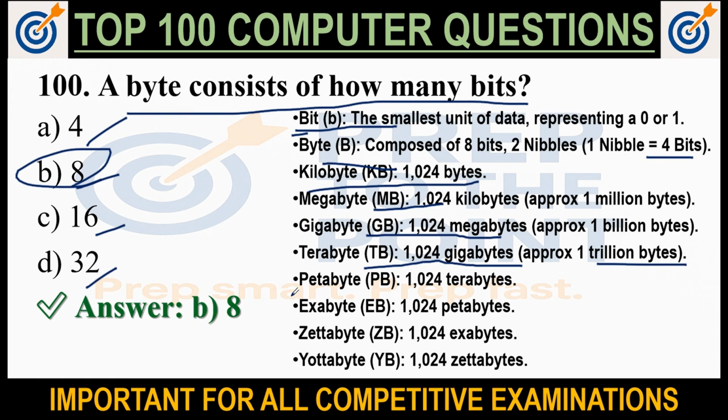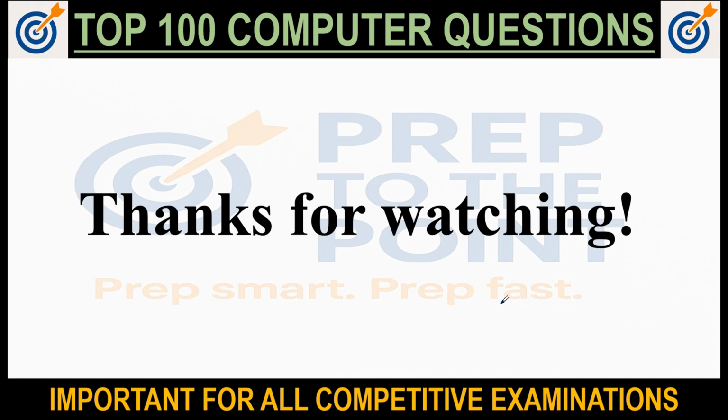1 petabyte is equal to 1024 terabytes. 1 exabyte is equal to 1024 petabytes, and 1 zettabyte is equal to 1024 exabytes, and lastly 1 yottabyte is equal to 1024 zettabytes. So friends, till now we have completed the top 100 computer questions.